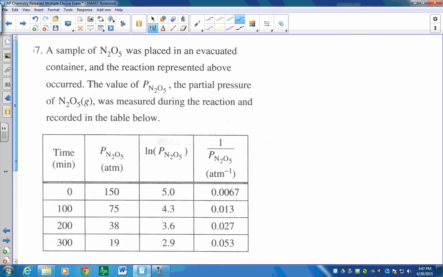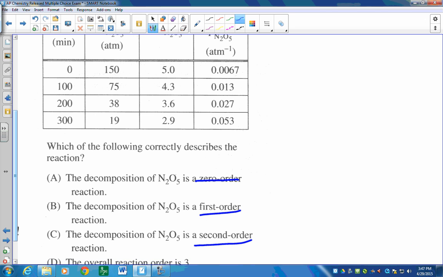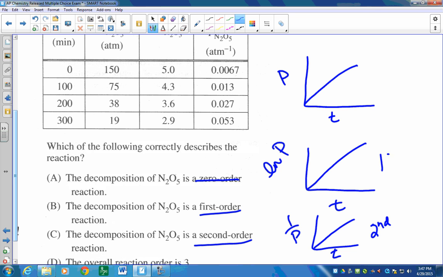57 is one of my favorite problems because they want to know is this 0 order, first order, or second order? And so here are the things that, and you will have a formula sheet. 0 order is when you graph time versus the pressure, just the pressure, nothing funny, it will be linear if it's 0 order. If you graph time versus the natural log of the pressure, it will be linear if it's first order. And if you graph time versus the reciprocal of the pressure, and that's linear, it will be second order. So this is second order, this is first order, this is 0th order, they call it.